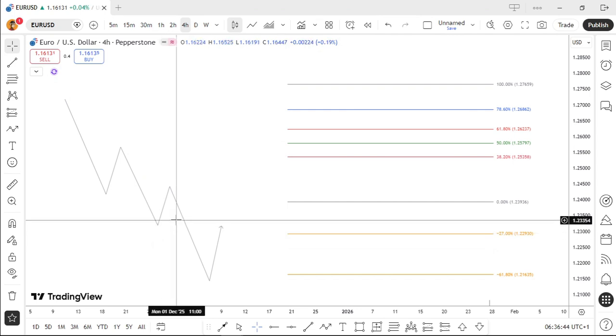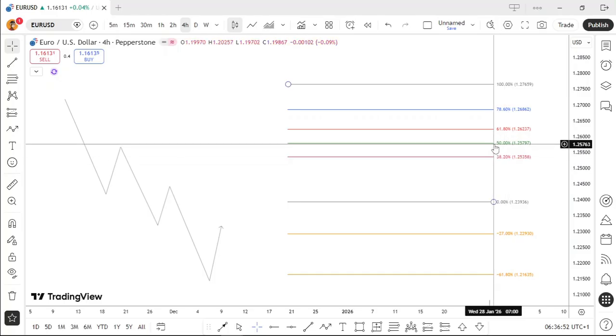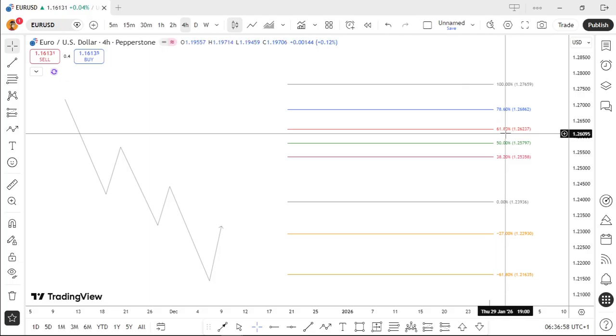The most important Fibonacci levels traders watch are the 38.2, the 50.0, and the 61.8. But the 61.8 level is known as the golden ratio and is one of the strongest reversal zones in trading. Many institutional traders watch these levels, which is why price often reacts there.